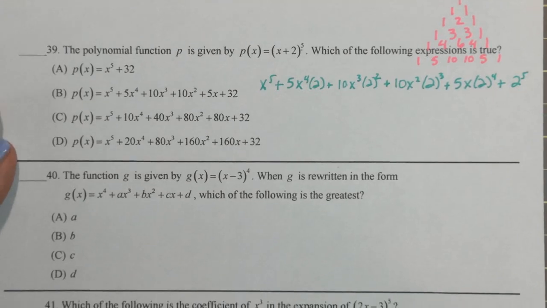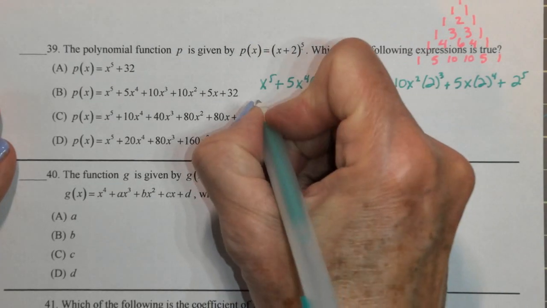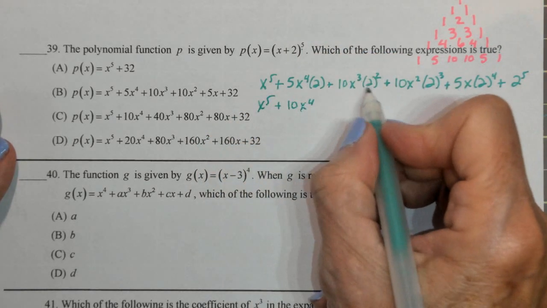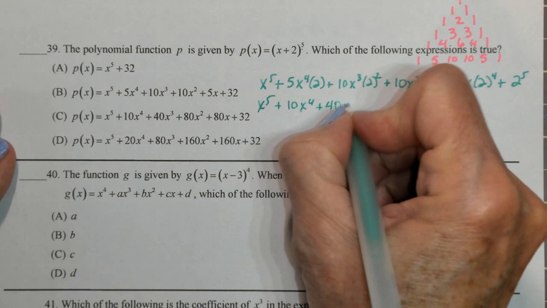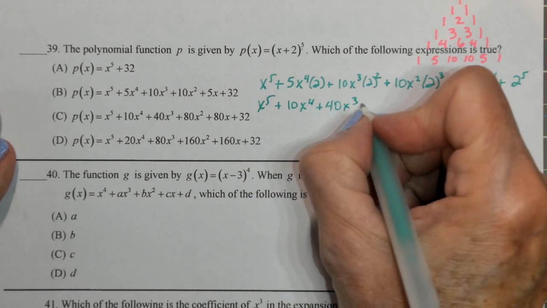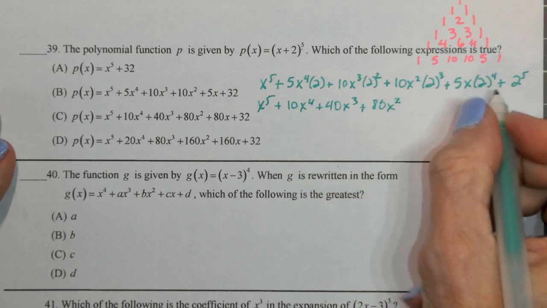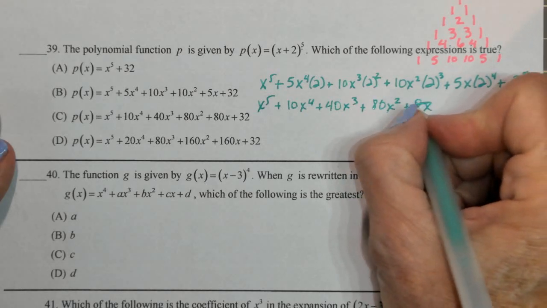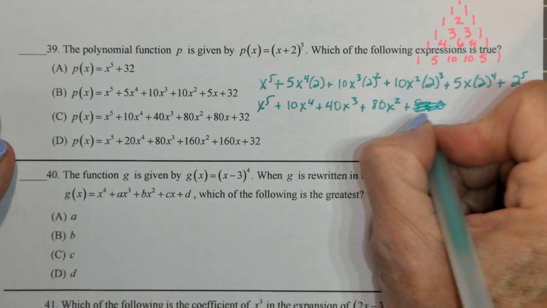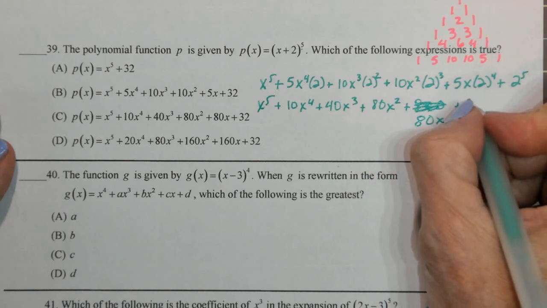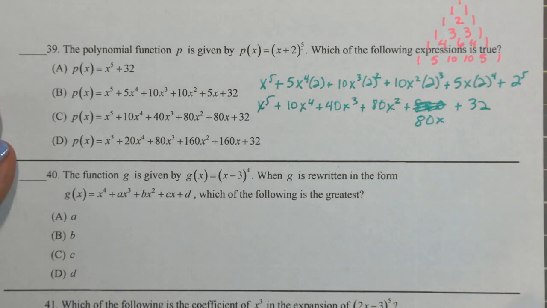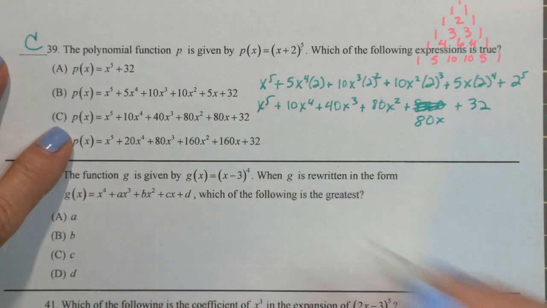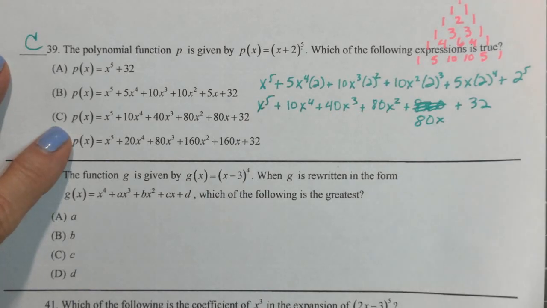Alrighty, so let's see. We're going to clean this guy up. This is going to be a 10x to the fourth. 4 times 10 is 40, x cubed. 8 times 10 is 80, x squared. 16 times 5 is 80x, and then 2 to the fifth is 32. So which one matches that, you guys? I think it's C that matches. I'm going to double check that. Yeah, that's going to be fine.